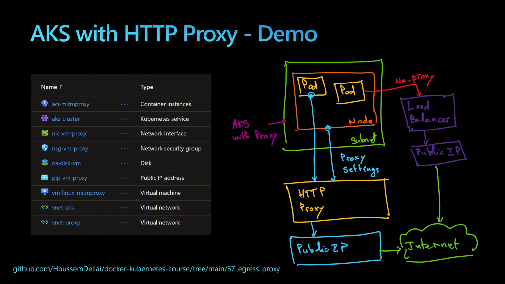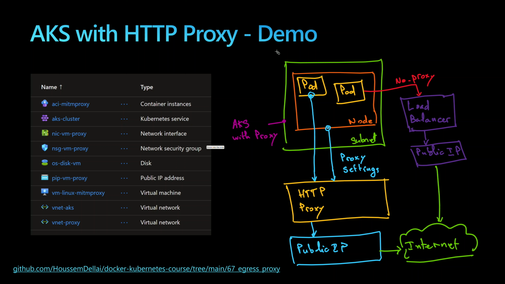Follow me next to work on a demonstration where we have an AKS cluster with the proxy configurations that will route the traffic to an HTTP proxy server to route the egress traffic to the internet through the IP address of that proxy. In this demonstration, you will learn how to configure an AKS cluster with an HTTP proxy. For that, we'll create, using Terraform, the following environment.